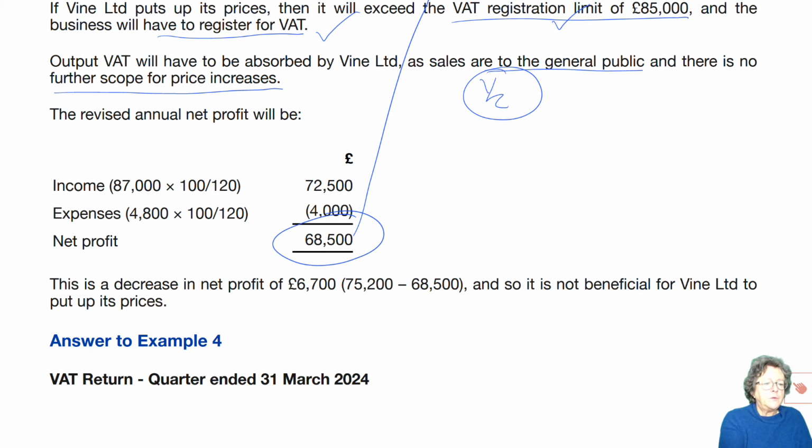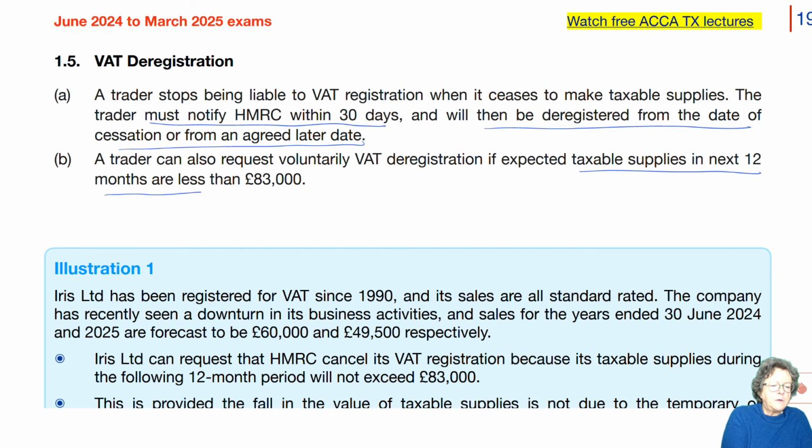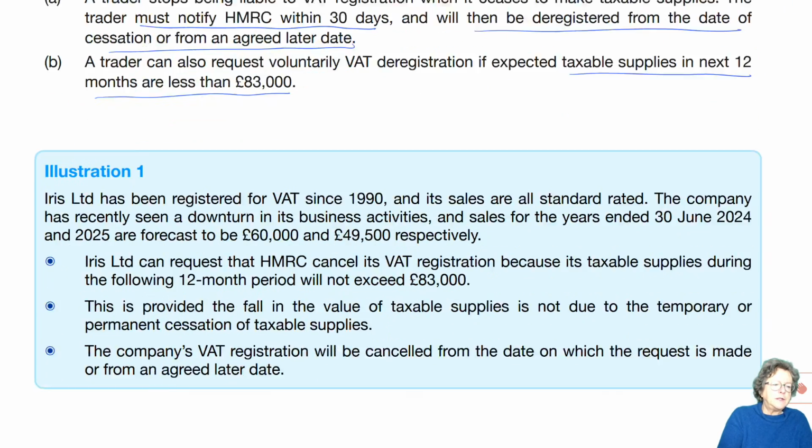So let's go back to the notes and look at the VAT deregistration. So a trader stops being liable to VAT registration when it ceases to make taxable supplies, and they must notify the revenue within 30 days, and they will then be deregistered from the date of cessation or an agreed later date. A trader can also request VAT deregistration if the taxable supplies for the next 12 months are going to be less than 83,000. So let's have a look at an illustration of how that works.